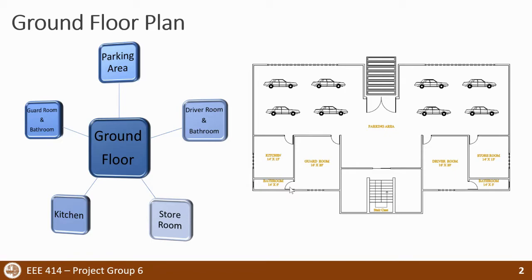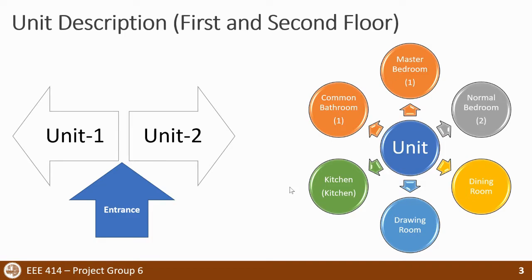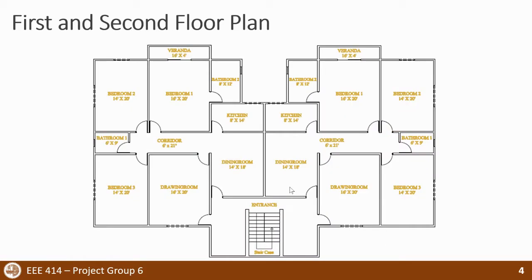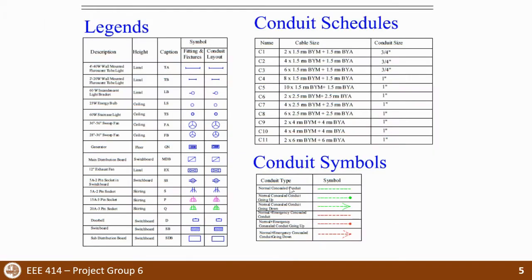If we move on to the first and second floor plan, then we will see that at the entrance of the floor, there are 2 units per floor. Each unit consists of one master bedroom of 16 feet by 20 feet with a veranda and an attached bathroom facility, two common conventional bedrooms of 280 square feet without attached bathroom facility, one common bathroom, one kitchen, as well as a drawing room and a dining room. This is the first and second floor plan of our project with detailed information.